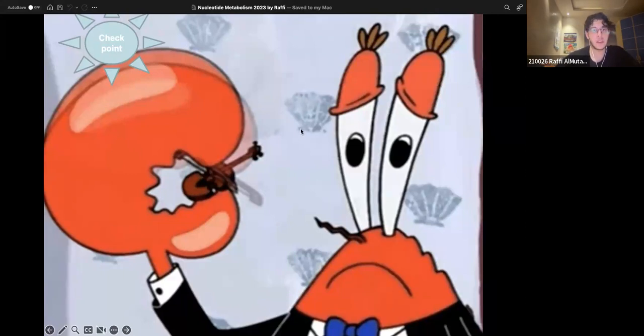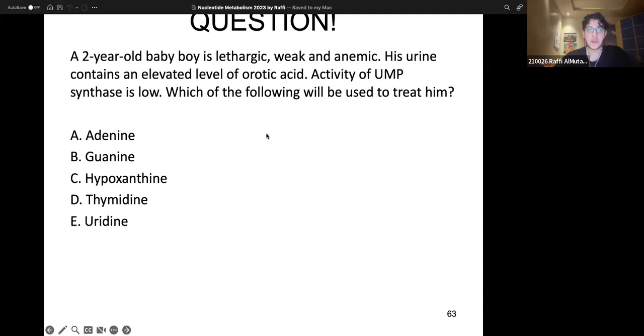Okay, great. Now we have this case. Oh wait, someone may have had a question. Okay, perfect. So a 2-year-old baby boy is lethargic, weak, and anemic. His urine contains an elevated level of orotic acid. Activity of UMP synthase is low. Which of the following will be used to treat him?